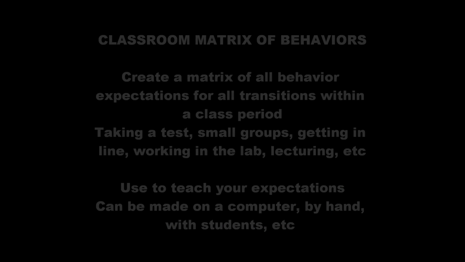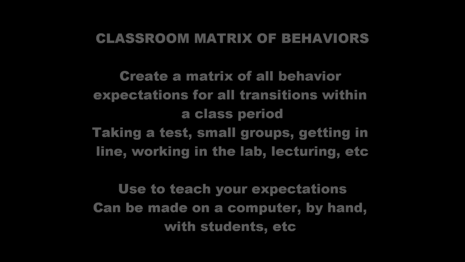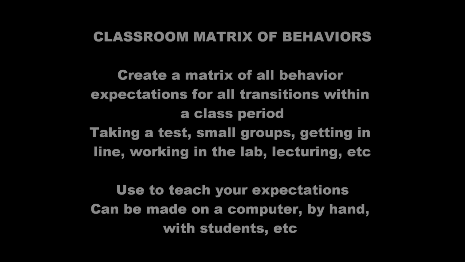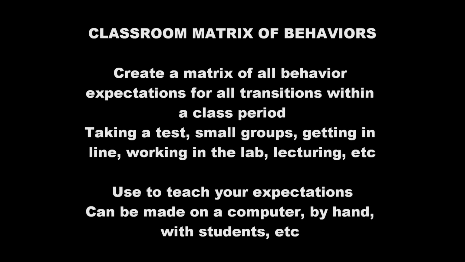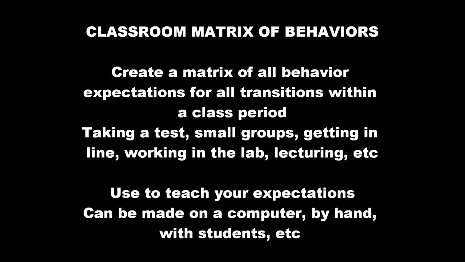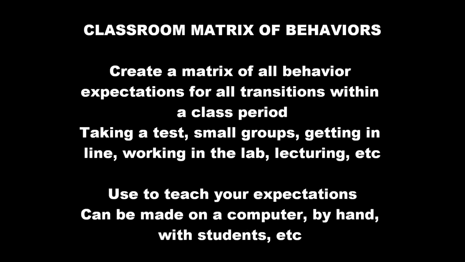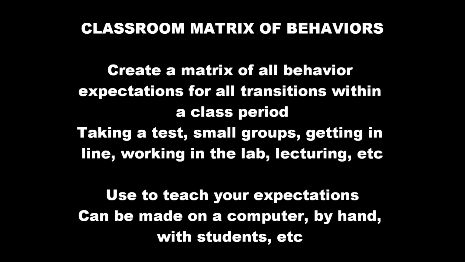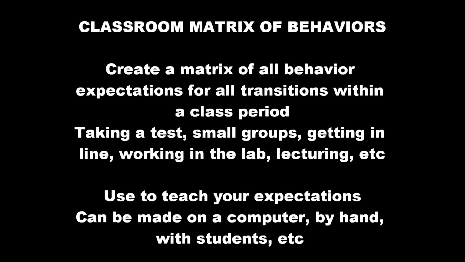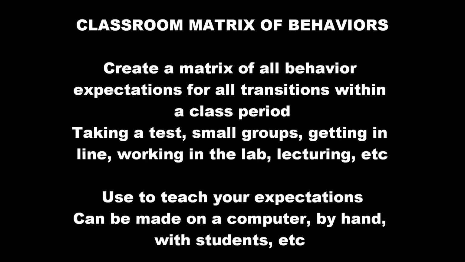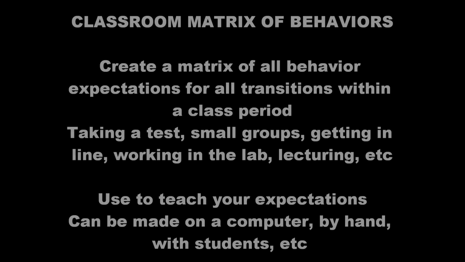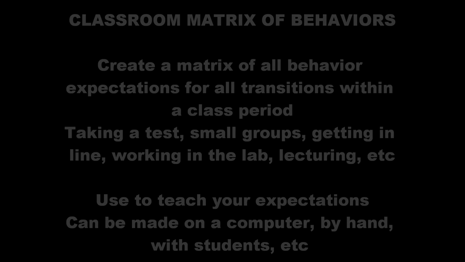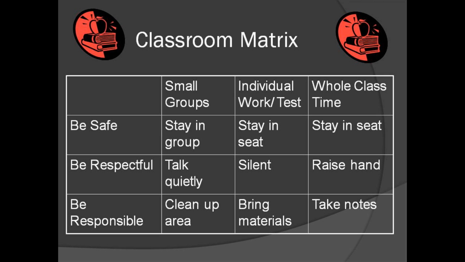Each classroom should have a classroom matrix of behaviors. This matrix contains the behavior expectations for all students for all transitions within a class period. For example, taking a test, small groups, getting in line, working in the lab, lecturing, etc. This matrix can be created on a computer, on paper, with students, or however the teacher prefers. This should also be displayed in the classroom for all students to see and should be used to teach the expectations of the classroom. A classroom matrix can also vary by classroom. Here's an example of a classroom matrix.